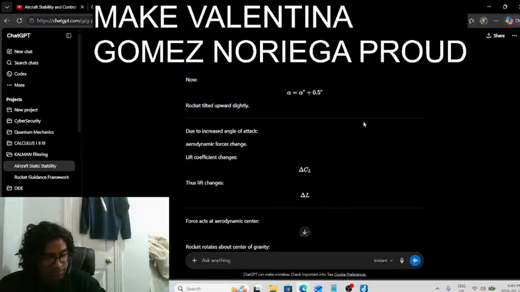Now because it is being tilted upwards, the lift coefficient will change. So now you're gonna have this of this. The lift coefficient changes. Thus, the lift will also change.